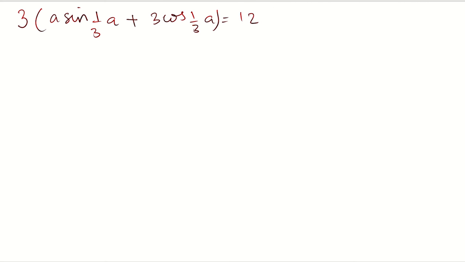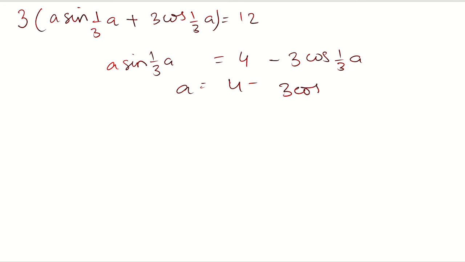Okay, so we'll have to divide 12 by 3, so that's going to be 4 over here, and a sine 1/3a divided by sine 1/3a, and you'll have to take 3 cos 1/3a to the right side. Because it was positive over here, it becomes negative over here, right? And a equals 4 minus 3 cos 1/3a divided by sine 1/3a.